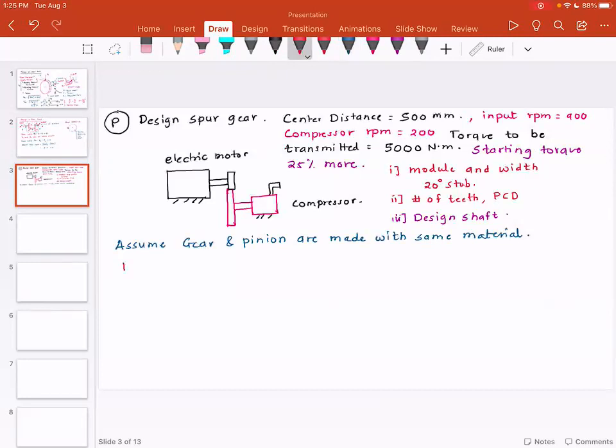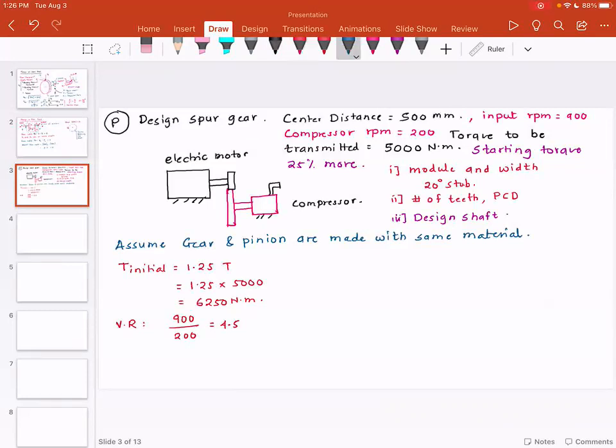Now, the initial torque is 1.25 times the normal torque. So 1.25 multiplied by 5,000 gives you 6250 Newton meter. The next thing is velocity ratio or reduction ratio, which is 900 divided by 200, which is 4.5.